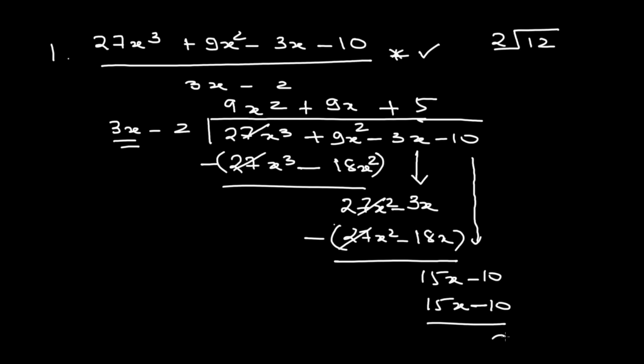Now you can see that these terms are similar, so our remainder here is going to be 0. I don't need to state it here, because it's 0. Now, what does it mean? This means that I've got these two factors. I can show this in two ways. My first factor was 3x minus 2. My second factor is 9x squared plus 9x plus 5.